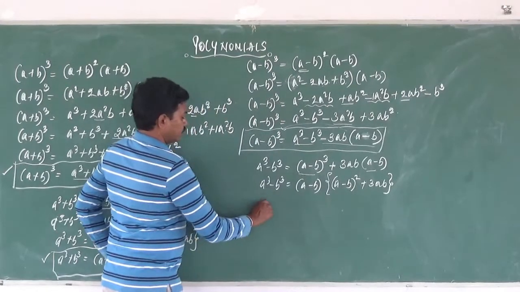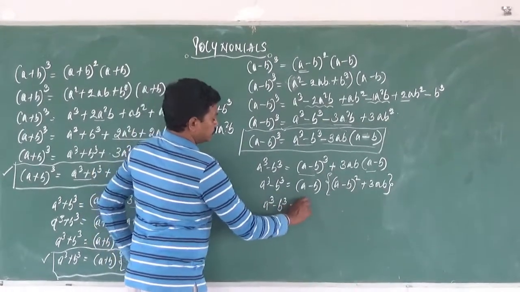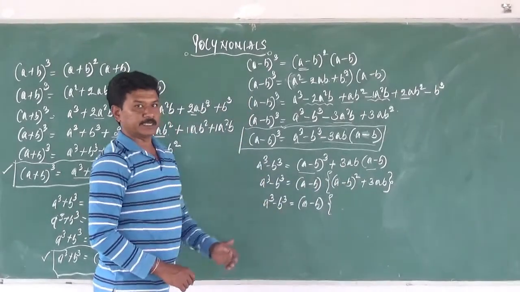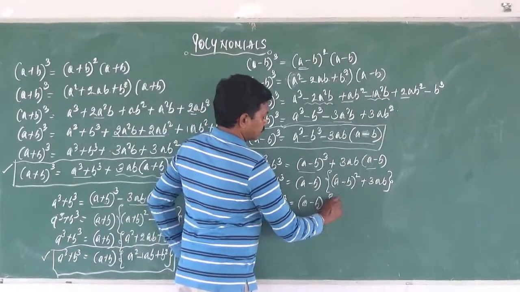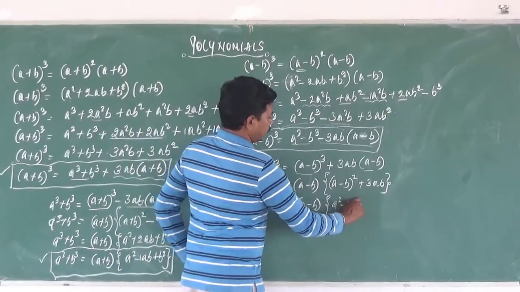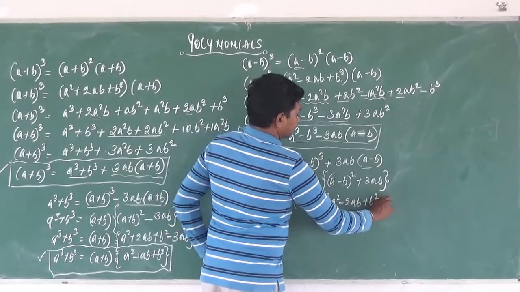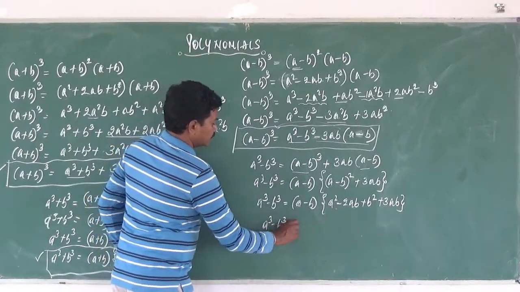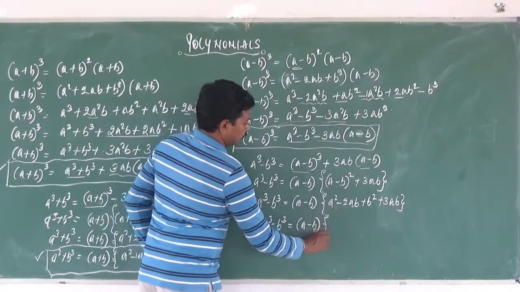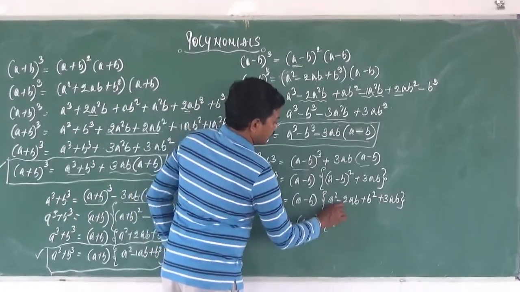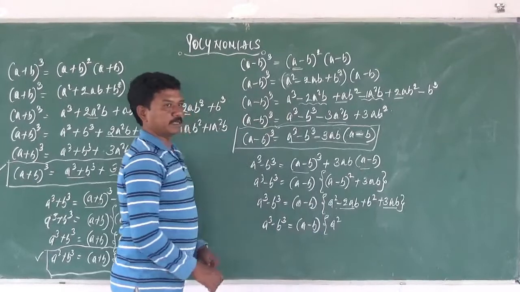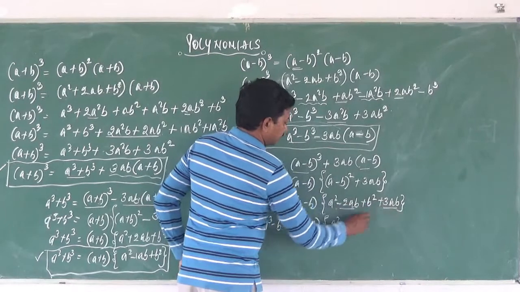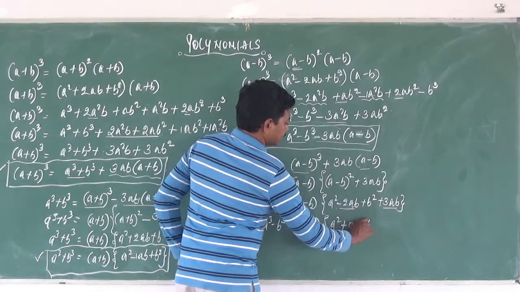Okay, so a cube minus b cube is equal to a minus b into, we will expand this a minus b whole square, that is our previous identity. In the last classes we have derived that. So that is a square minus 2ab plus b square plus 3ab. So a cube minus b cube is equal to a minus b into a square minus 2ab plus 3ab. They are like algebraic terms, they get simplified. So minus 2ab plus 3ab is plus ab plus b square.